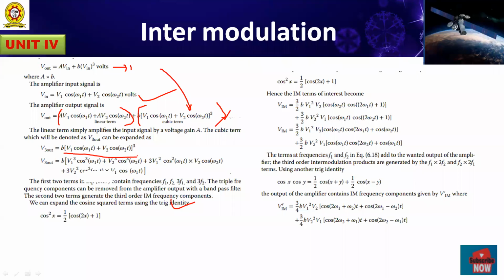Why? Because whatever the linear terms are, those are amplified by the amplifier with the gain value of capital A. Therefore we can focus on the cubic term. So just expand this cubic term, and we will get the next equation. In this equation, omega 1, omega 2, all these contain the fundamental frequencies F1, F2, 3F1, 3F2.